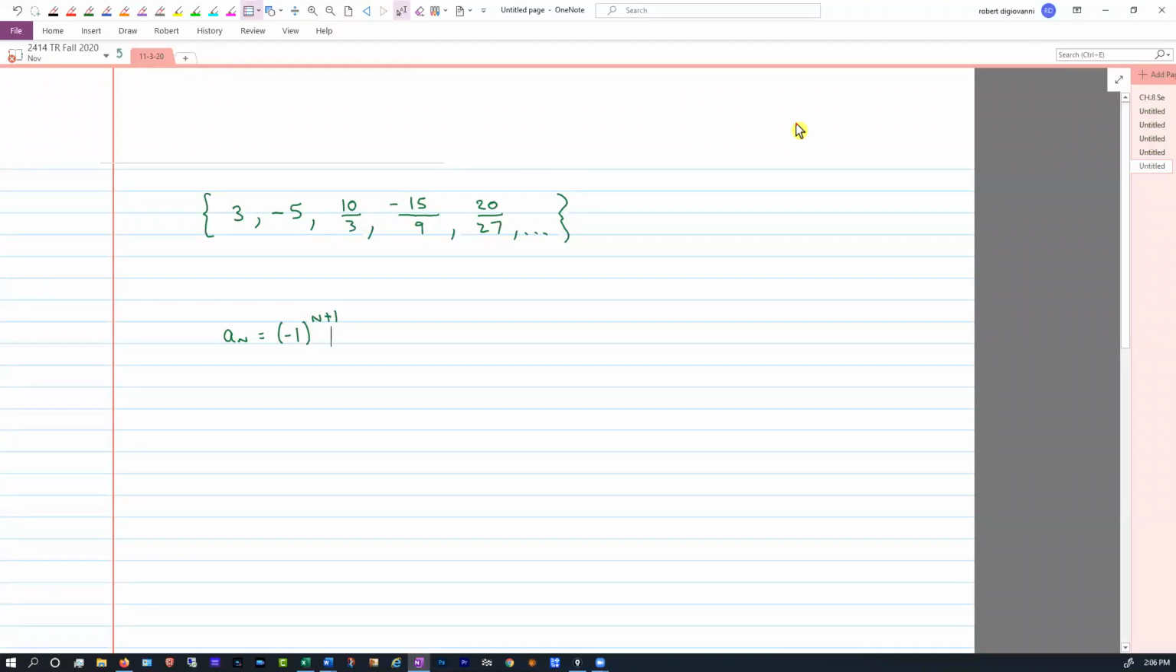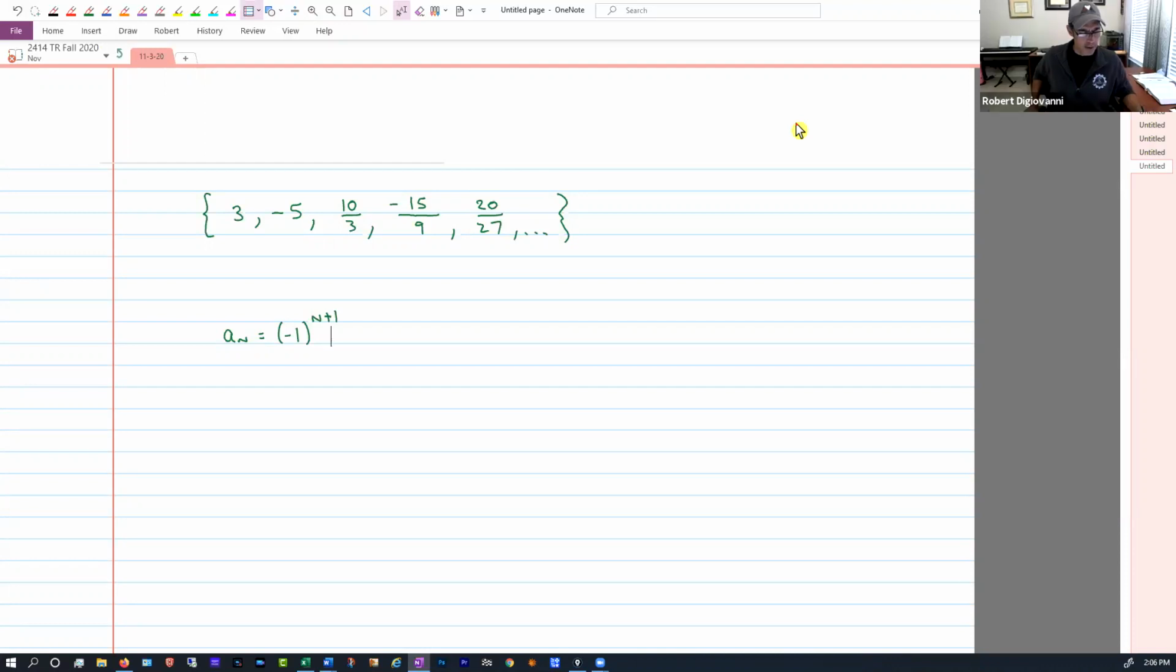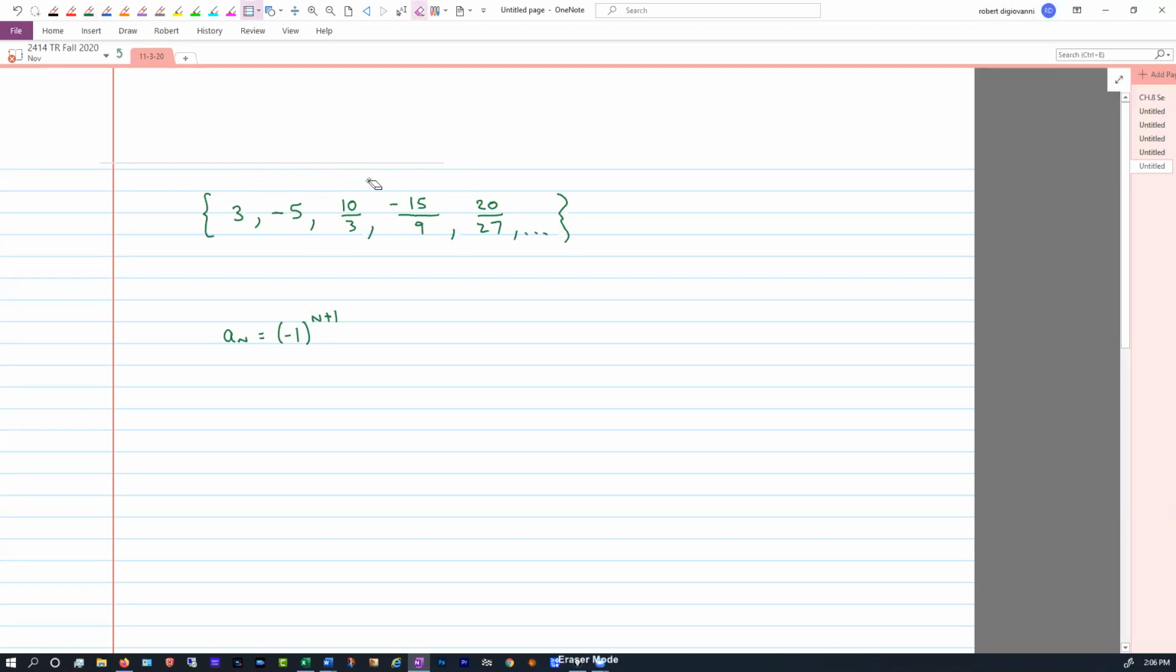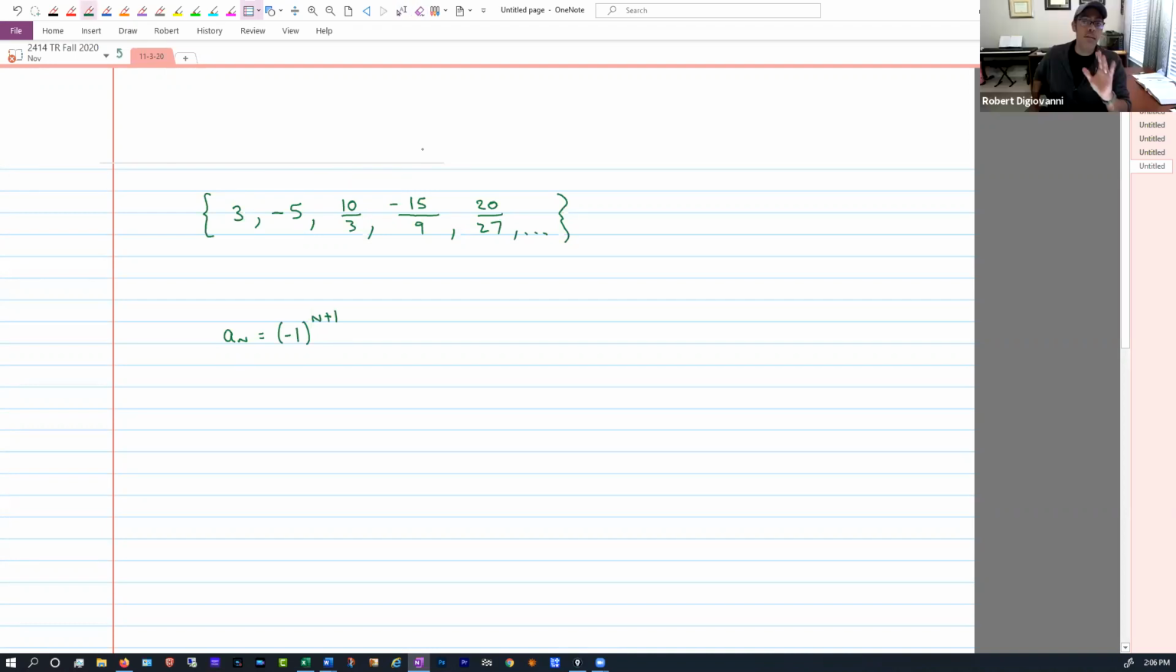Go ahead, Ron. I don't know if this is right or not, but I was looking at the numerator part of it. Would it be like 2n plus 1 for the 3, 5, 10, negative 15, 20, that part? 2n plus 1 would mean that it jumps by 2 each time. And they're not jumping by 2 each time, are they? It jumps by 2 here, but it doesn't jump by 2 there, or there, or there. Okay, never mind. Sorry. I mean, it's good to think that. So look, let me give everybody a hint.